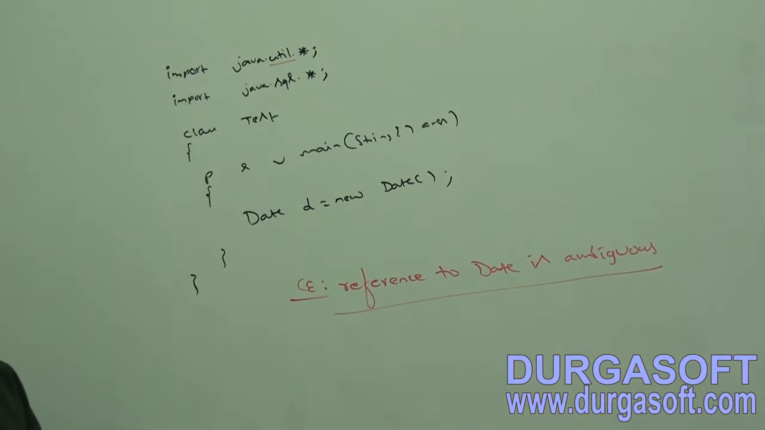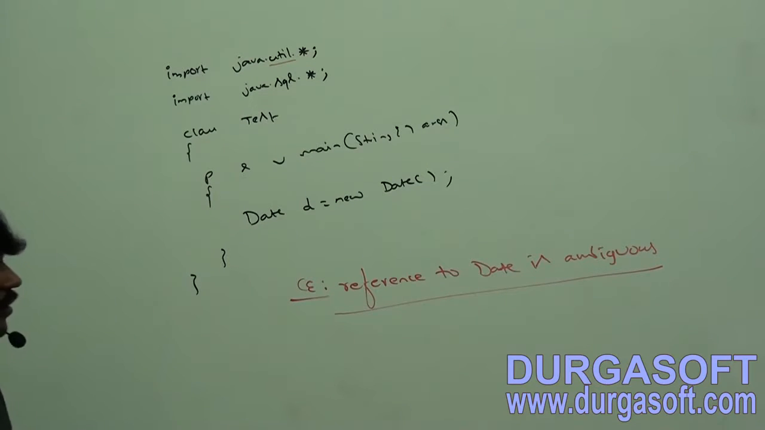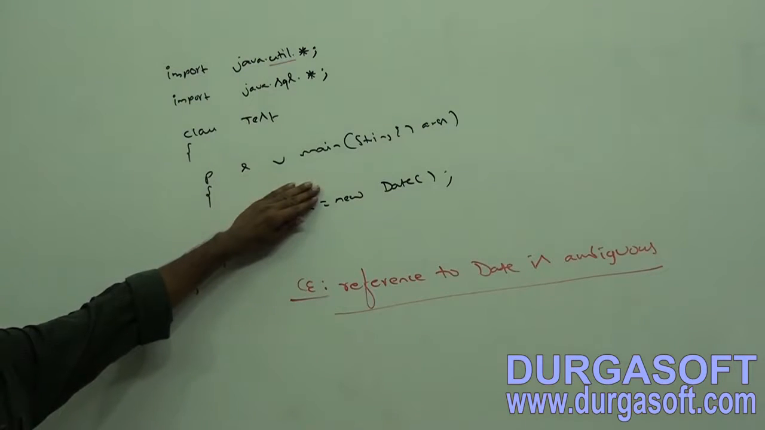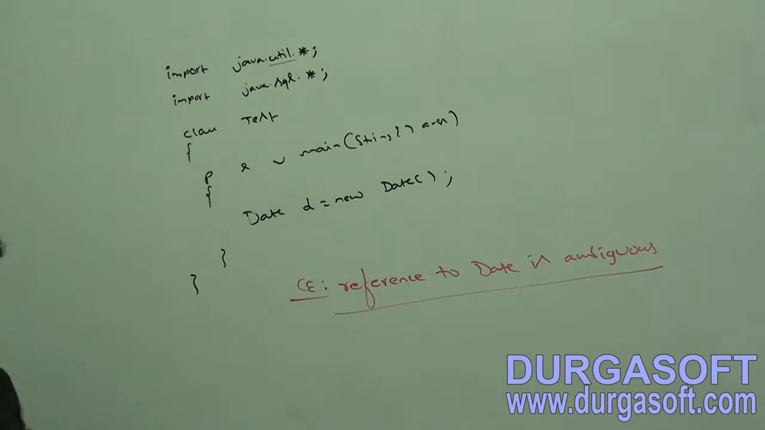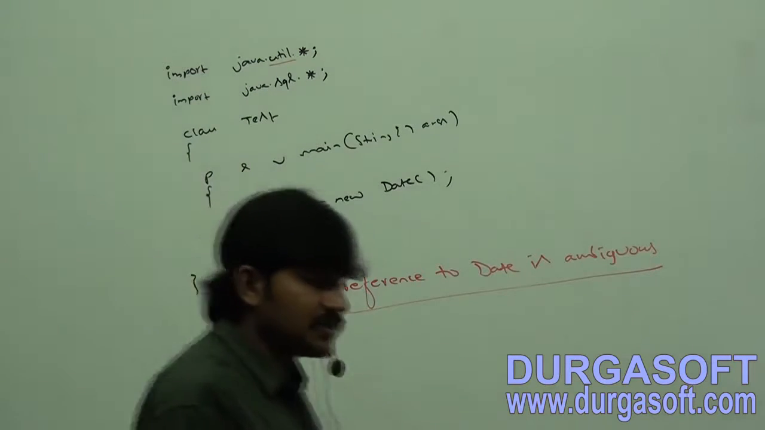Can I complete it, right? Can I repeat? No problem at all. If I am not using this line, then no ambiguity. If you are using it, then the problem will come. Okay, that's all about ambiguity. Reference to Date is ambiguous.